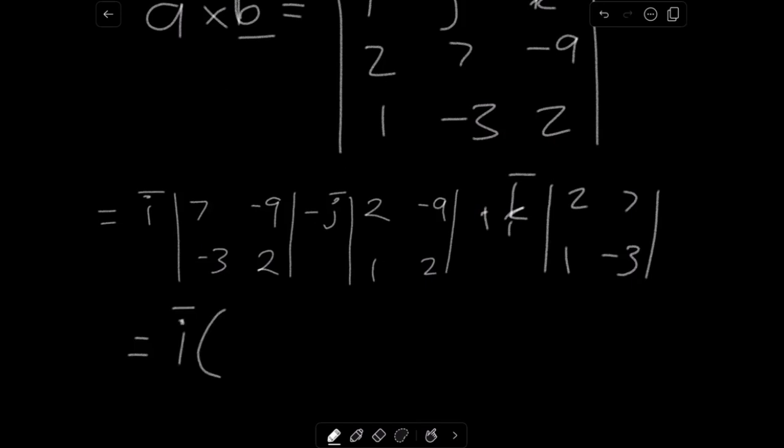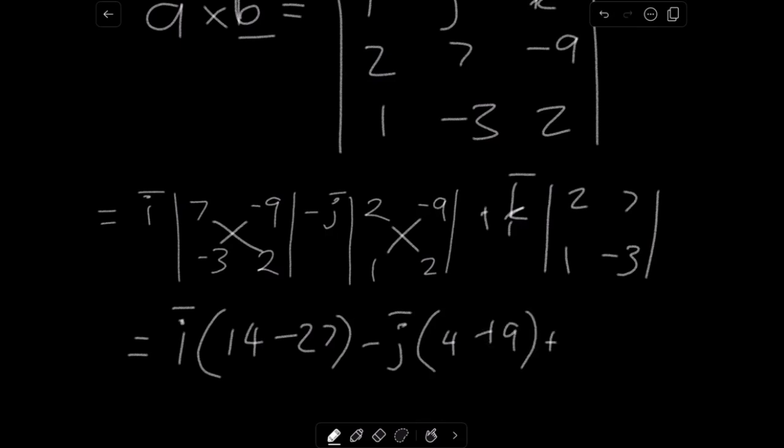All right, so it's 7 times 2, that's 14, and then it's going to be minus 3 times minus 9 is 27, so it's 14 minus 27, minus j times 2 times 2 is 4, 1 times minus 9 is minus 9, so it's 4 minus minus 9, that's 4 plus 9. Then we have plus vector k, 2 times minus 3 is minus 6, and then we have 1 times 7, that's 7, so it's minus 6 minus 7, that is just going to be minus 13.